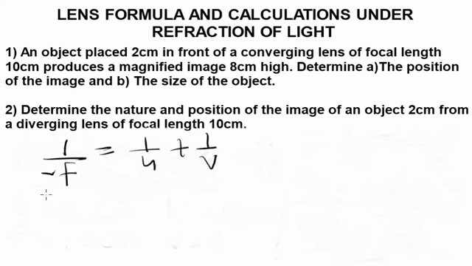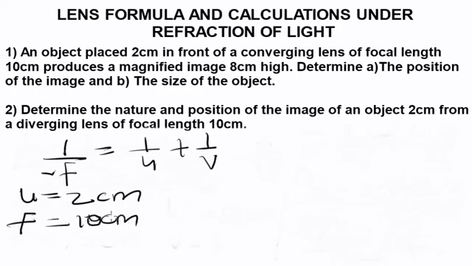So in this question, we don't have the image distance. We have the object distance to be 2 cm. We have the focal length f to be 10 cm. So let's substitute these values in the formula. Because it's a diverging lens, we are going to apply the minus sign now. Minus 10 equals 1 over 2 plus 1 over v.